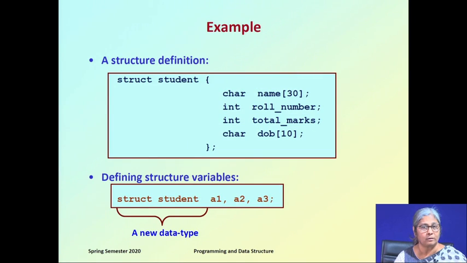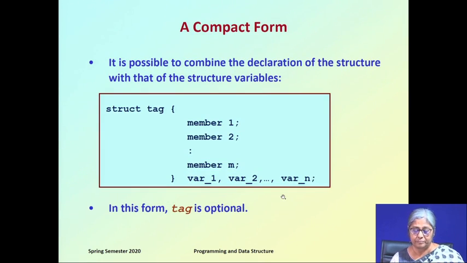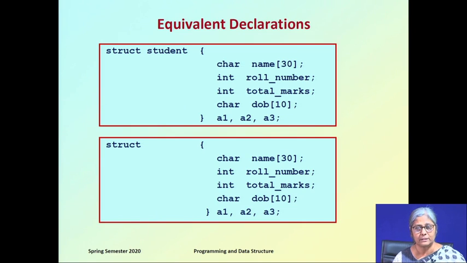This is a student structure, which, as already discussed, has 4 variables: name, which is an array, roll number, total marks of integer type, and date of birth. Now, see struct student A1, A2, A3. So, student is a new data type, and all these A1, A2, A3 are of the student type. Similarly, this tag we can define in this way in a compact form: struct tag, with m variables of the structure, and var1, var2, var_n are all of tag type, where tag is a structure. These are the other variations we have discussed.